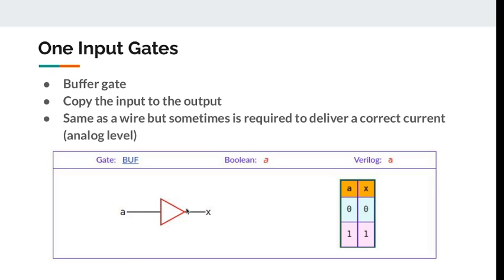But if we are looking at the digital level, that doesn't make any sense, right? To have this gate. But at the analog level, sometimes you need to reinforce or raise up the current that you have, to deliver the correct current from this point to this point. So the buffer gate is more common at the analog level, but we're gonna see it in some cases as well. And the Boolean expression for the buffer is just A, so it's just the wire, the connection or the input that you have.